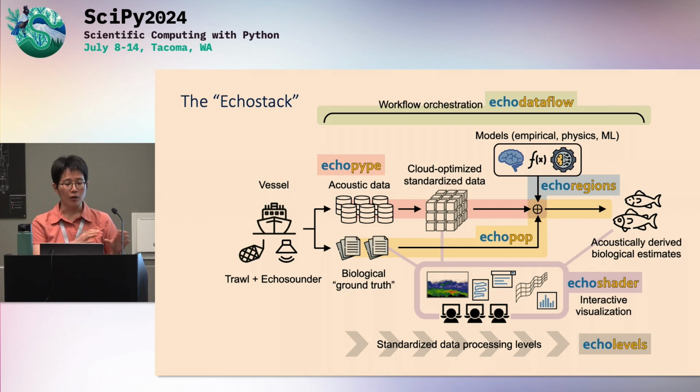And in parallel, in order for our data to be reusable and keep good provenance, we defined a set of standardized data processing levels, called the Echo Levels, for people to be able to look at which stage their data is at, and which type of processing the data set has been through.